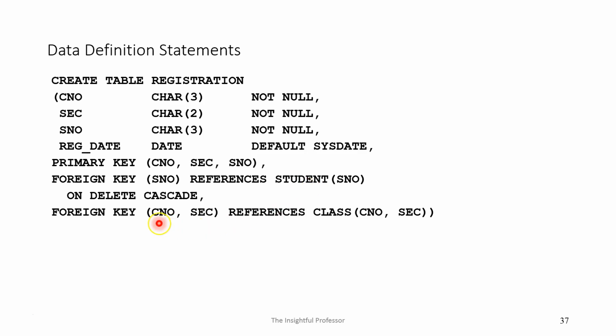Additionally, the combination of course number and section number, also part of the primary key, forms a composite foreign key to identify the class with which this particular registration event was associated. So notice we have a 3-column composite primary key, and we have a 2-column composite foreign key. Remember, the number of columns in the class table for its primary key is 2, so therefore we must have 2 corresponding columns for the foreign key to capture the relationship.